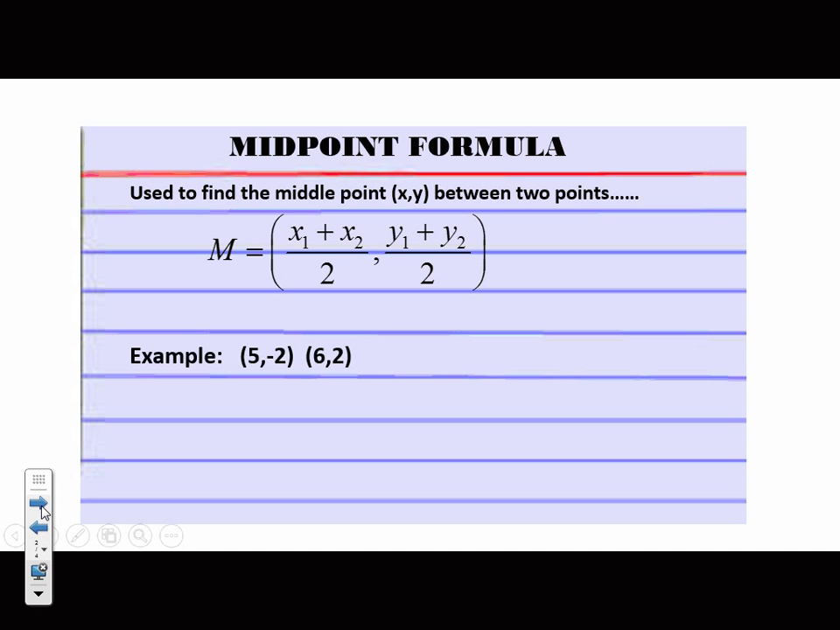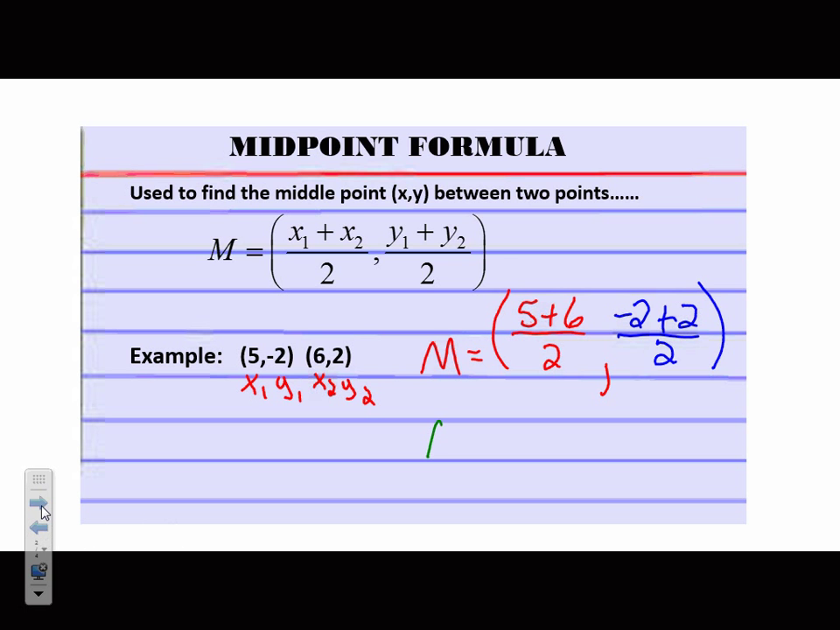So we're going to put down an example for this. Make sure you have everything on this page written down, all right, ladies and gentlemen? So for this example, here's my point. I'm going to call this x1, y1, x2, y2, and all I'm going to do is plug it into my formula I have here. So m equals x1 is 5 plus x2, which is 6, divided by 2, comma, and then my y's are going to be negative 2 plus 2 divided by 2.